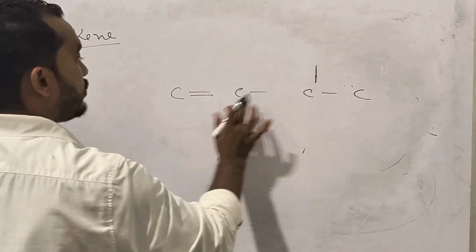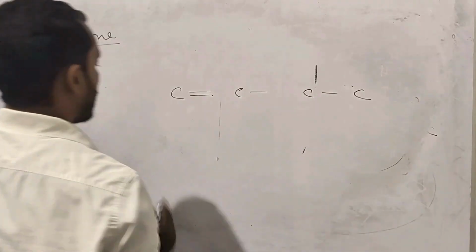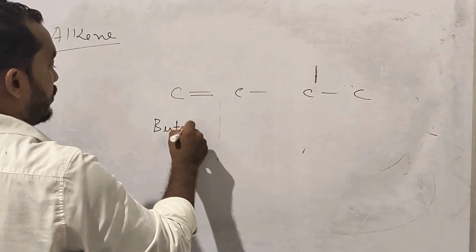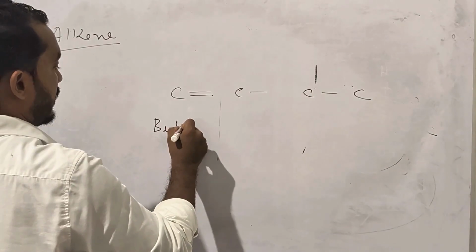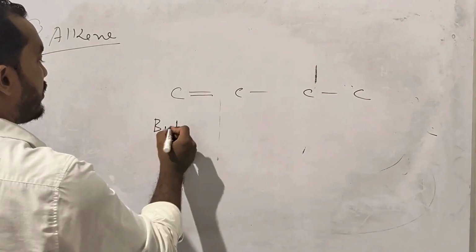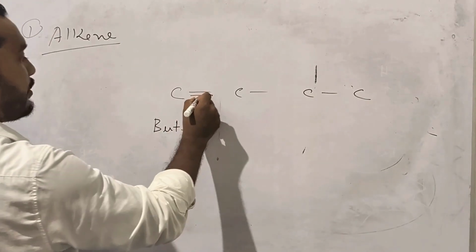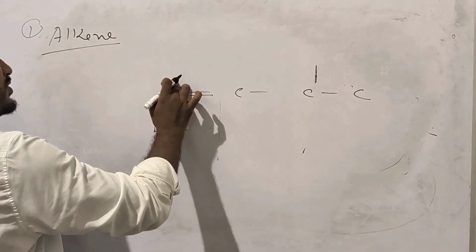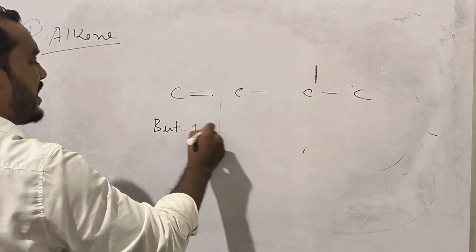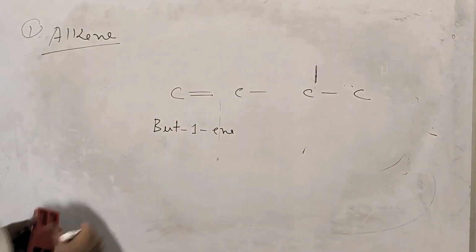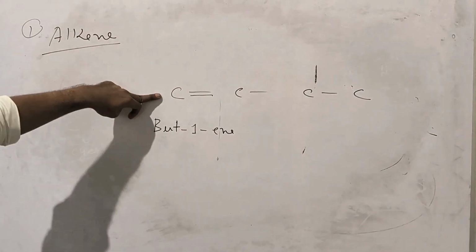You see 1 2 3 4 carbon is there, so for 4 carbon we write but. And this double bond is in which position? If you count from here, it is in first position. So but 1 ene. The chemical name of this compound is what?